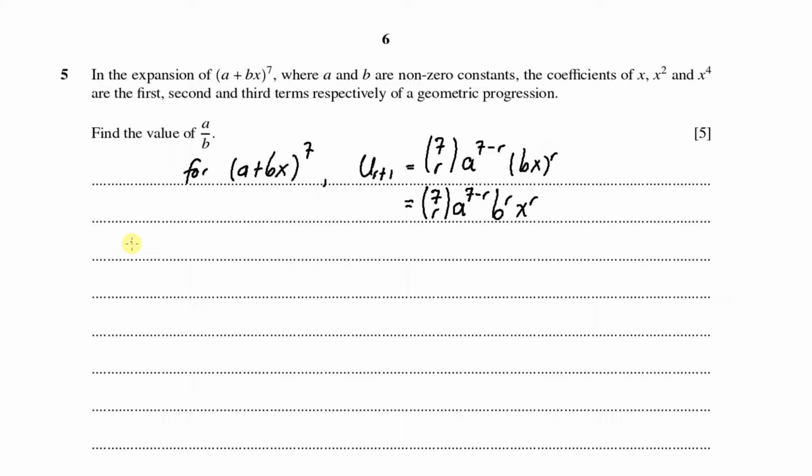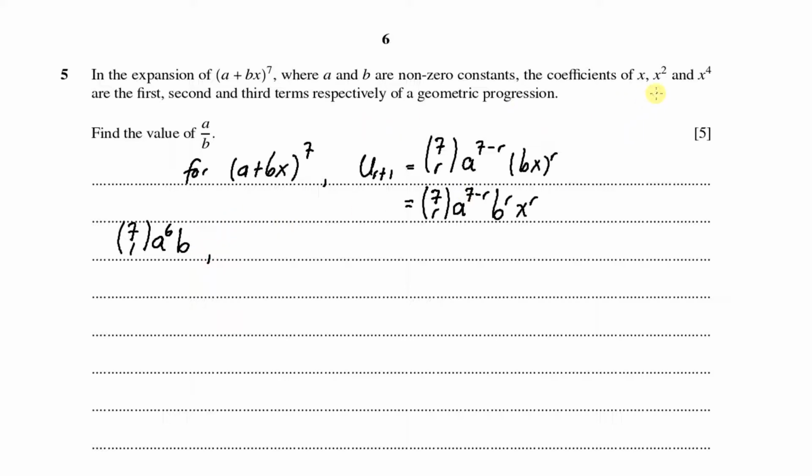So the first term should be 7 choose 1, a to the power of 7 minus 1, which is 6, and b to the power 1. So I'll just write the coefficient part of it. So this is what we have for the first term of the geometric progression.